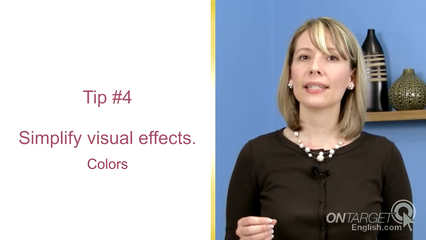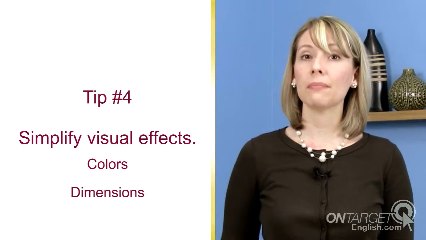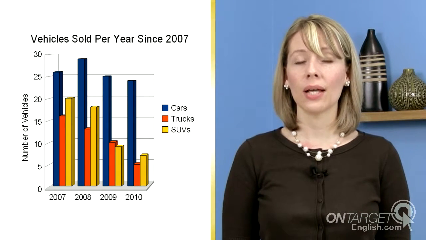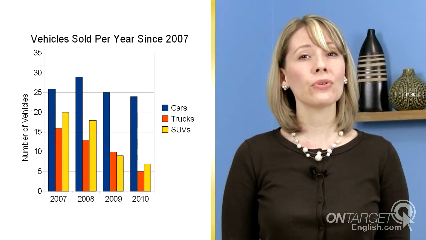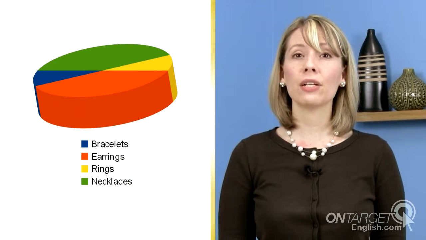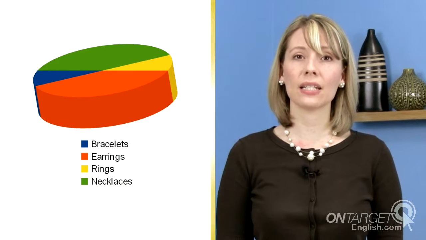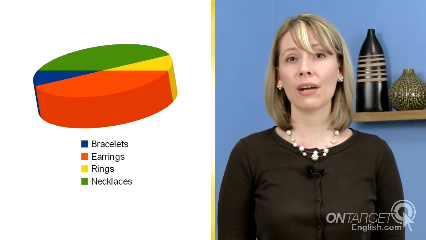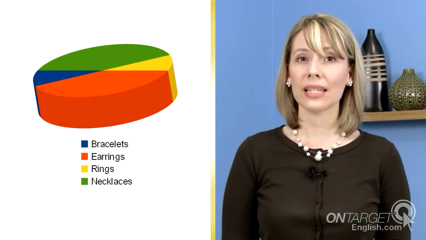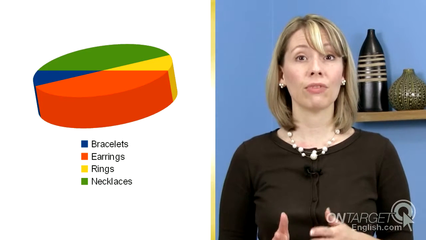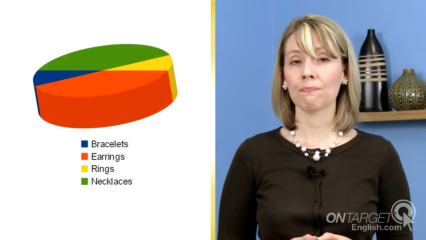The visual effects that you control might also be dimensions. It can be tempting to make a chart 3-dimensional, but 2-dimensional charts are almost always easier to understand. In fact, 3-dimensional charts can distort the data display. In this 3-dimensional pie chart, the slices at the front and back are actually the same size and represent the same proportions, but the one in front looks larger.